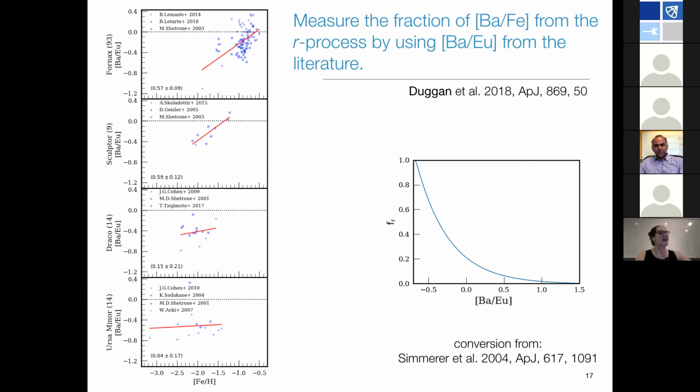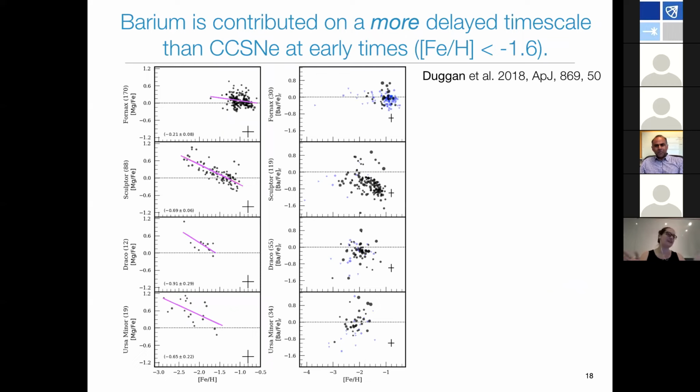On the right, you see this conversion. On the x-axis, we have barium to europium values, and on the y-axis, we have the fraction from the R process. Using these linear fits, I've then converted to what fraction of barium is from the R process, to then only look at that component. And that's what we're looking at here.